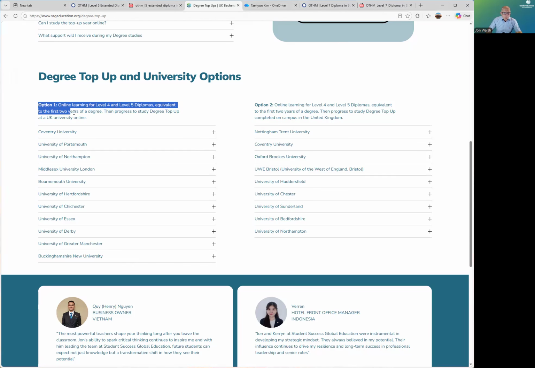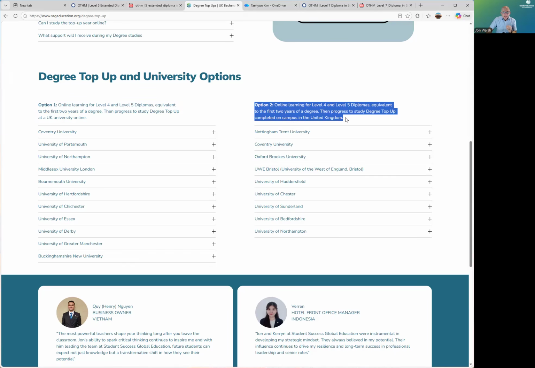So you can see option 1 on the left-hand side of the screen, what I've just highlighted. Option 1, online learning for Level 4 and Level 5 diplomas, equivalent to the first 2 years of the degree, then progress to study degree top-up at any university online. Okay, that's the important part of the online. And then option 2 is exactly the same, online learning for Level 4 and Level 5 diplomas, equivalent to the first 2 years of the degree, and then progress on to study degree top-up completed on campus in the UK. Okay. The majority of students seem to be doing option 1.